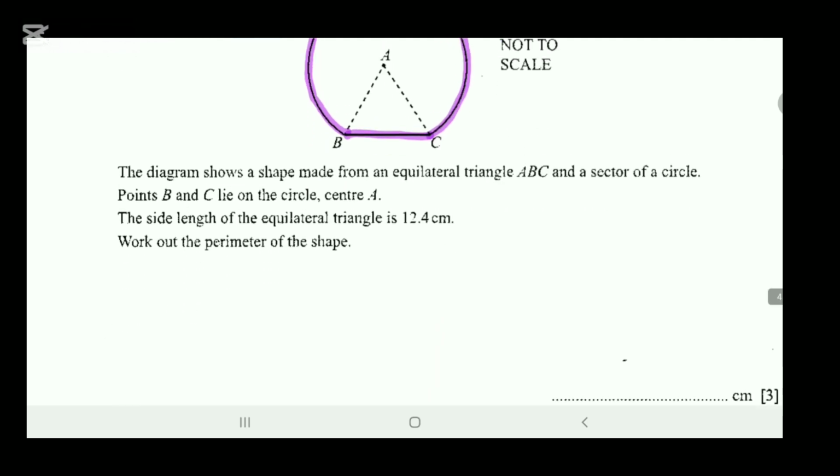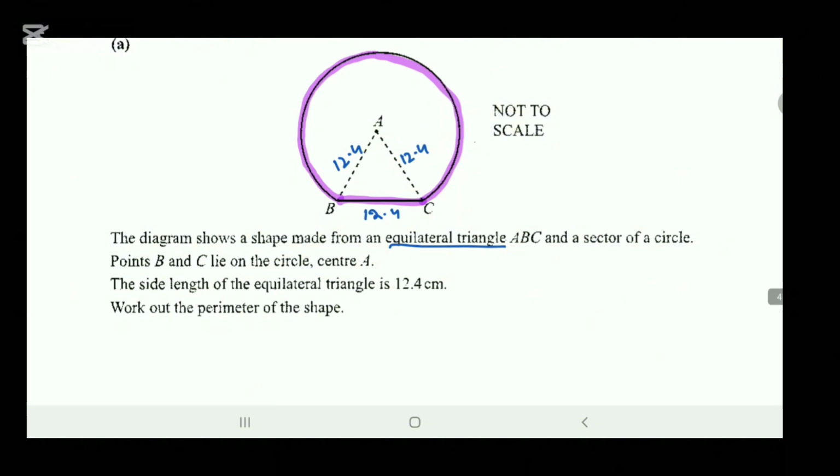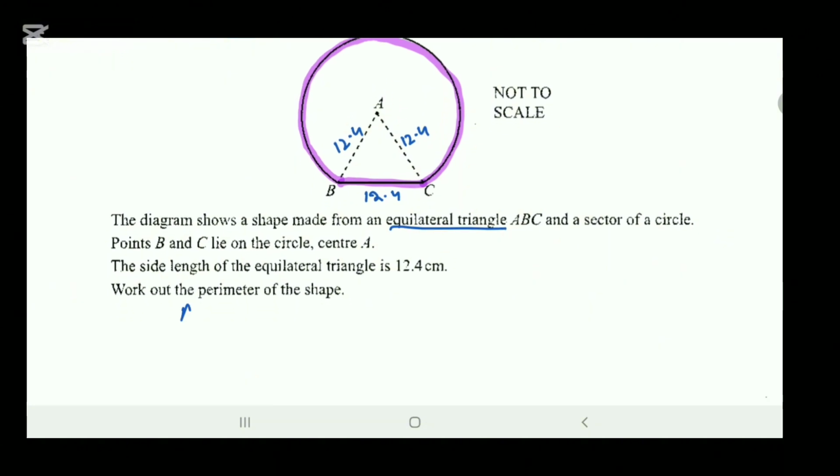So first of all, you know that this is an equilateral triangle. It is given to you. So it means that if one side of the equilateral triangle is 12.4, all sides will be 12.4. So now first of all we have to find the arc length. Arc length plus that side will be your perimeter, theta over 360 into 2 pi r.